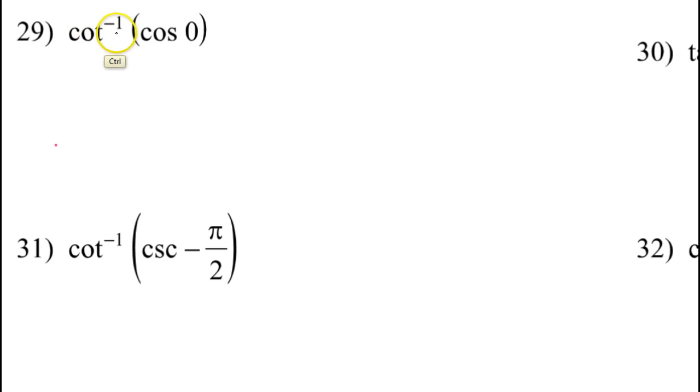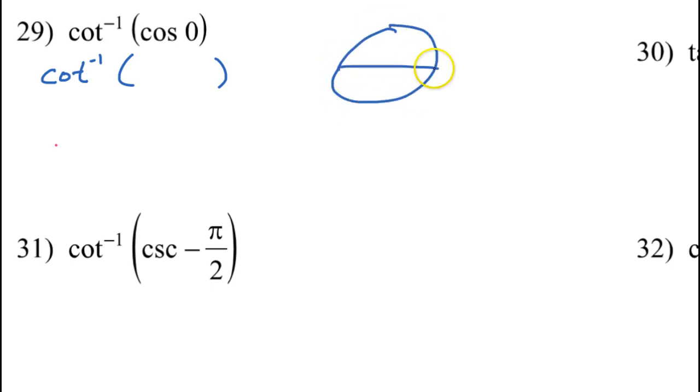So here I've got the inverse cotangent of the cosine of 0. So what is the cosine of 0? Here is angle 0 right here. What is the cosine of this angle? Well, remember the cosine is the x value. This is the point 1 comma 0. So there's my cosine right there. So the cosine of 0 is 1. That means I have the inverse cotangent of 1.